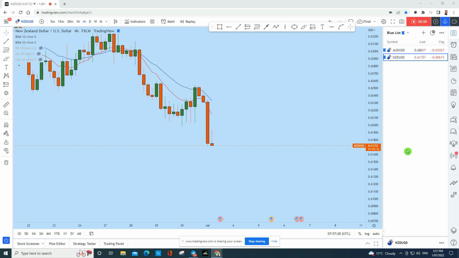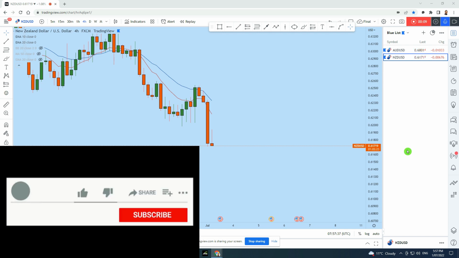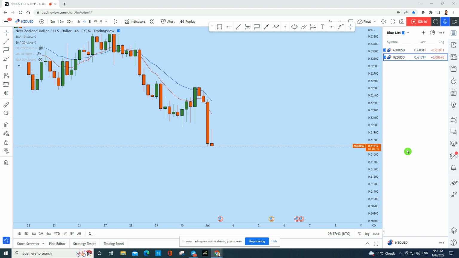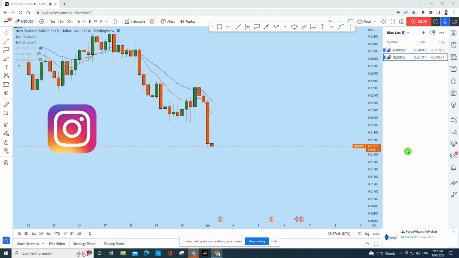What's up, traders? So let's do a complete multi-time frame analysis of NZDUSD and AUDUSD. Let's see what kind of trading opportunity we currently have in both of these instruments. As you can see, this is the intraday or 4-hour time frame, and we can see a significant trading opportunity. Now, before we discuss what it is, let's do a complete multi-time frame analysis. Then we'll look at this time frame to see how we can trade NZDUSD and AUDUSD.